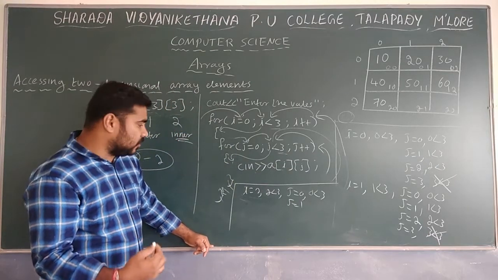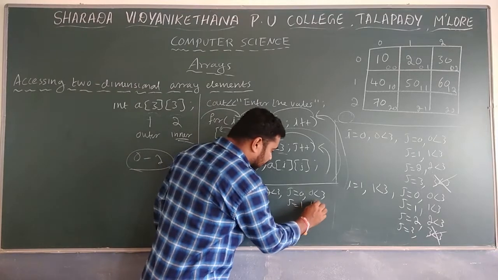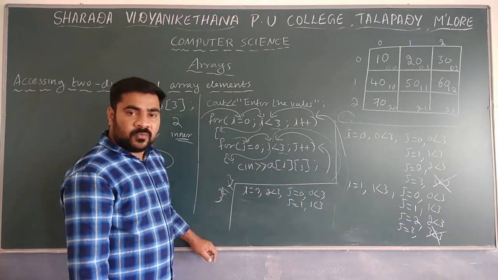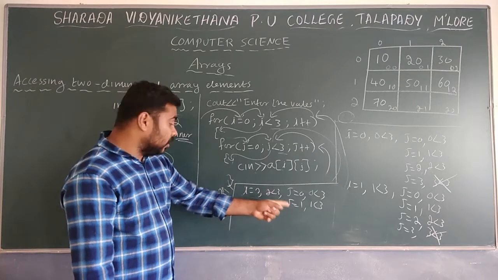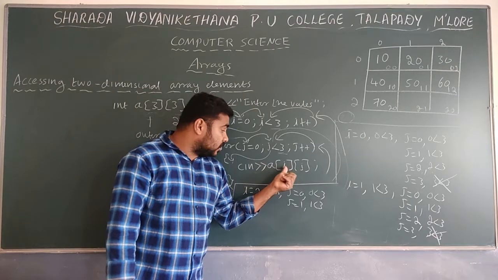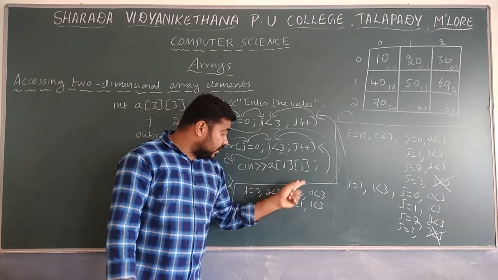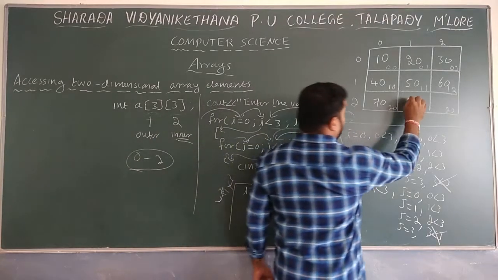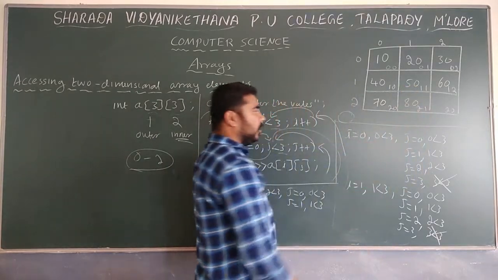Whenever j value is equal to 1, we check whether 1 is less than 3. Condition is true. So it will enter inside. Here i j is given. I value is 2. J value is now incremented by 1. So the data will be entered. For example, 80 is given, that will be stored there.